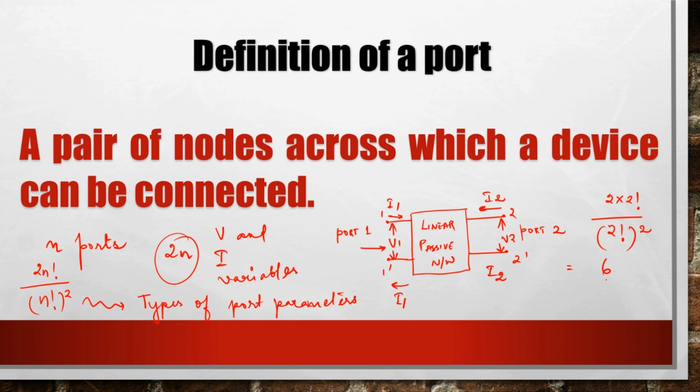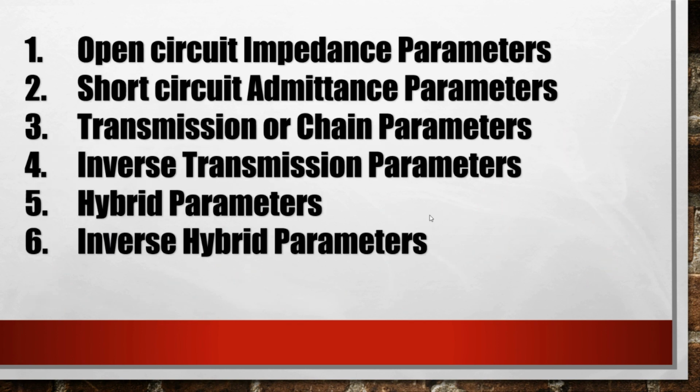Now, what are these 6 parameters? For a two port network, we will have the open circuit impedance parameters, also called the Z parameters. We have the short circuit admittance parameters, also called the Y parameters, the transmission or chain parameters, also called the ABCD parameters or the T parameters, the inverse transmission parameters, the hybrid parameters, also called the H parameters, and inverse hybrid parameters, also called the G parameters.